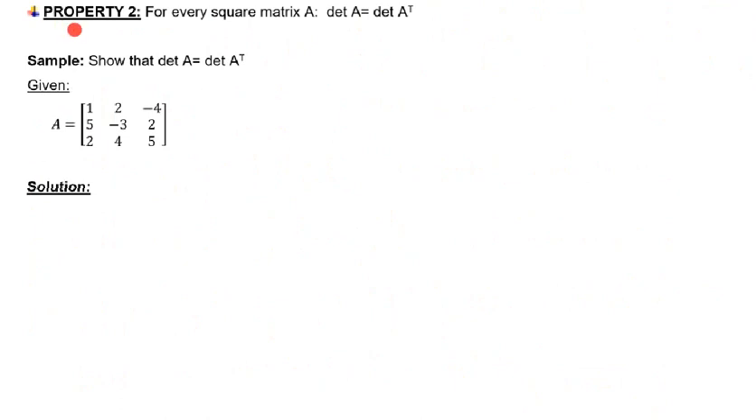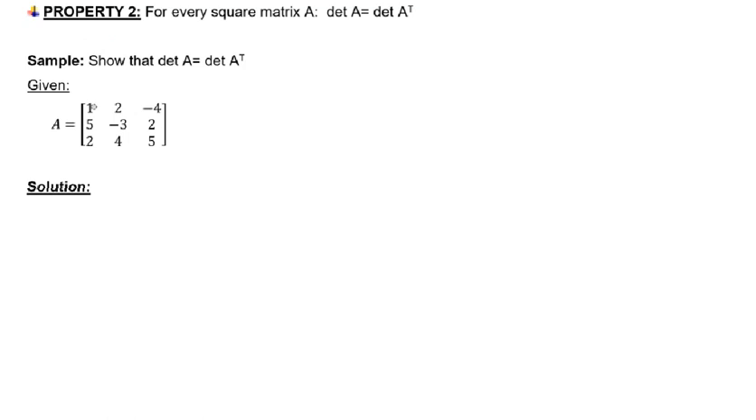Next, we have here the property 2. So sabi sa property 2, for every square matrix A, the determinant of A is equal to the determinant of transpose of matrix A. So we have to show that this is true, na ang determinant of A is equal sa determinant ng transpose A. So we have here an example, given matrix A. So ipapakita natin kung tama ba na determinant of A is equal to the determinant of transpose of matrix A.